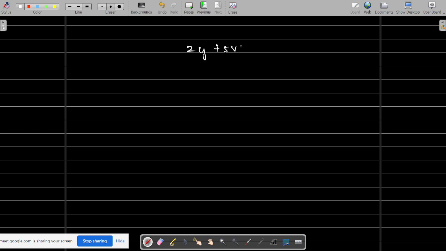2y plus 5v is equal to 25. Now, guess what will be the p value? Numerator by denominator. Okay, the denominator is y or v. v is the numerator, and the denominator is 2. Correct? So v is the numerator, 5, and the denominator is 2. Okay, and both positive. So when one goes to the other side it becomes negative, it's minus 5 by 2.